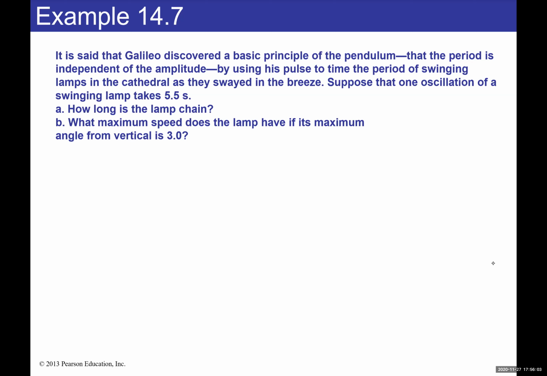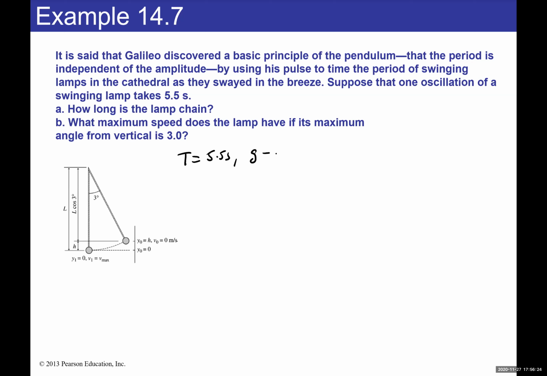All right, so let's look at what we have. I have a picture over here. We can model the swinging lamp as a pendulum like that. And one thing we can do here is, given that the period is 5.5 seconds, this is already enough for me to calculate the length of the string, assuming that g is 9.8 meters per second squared.